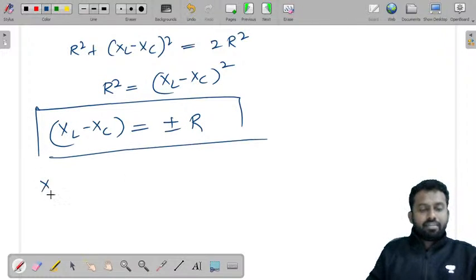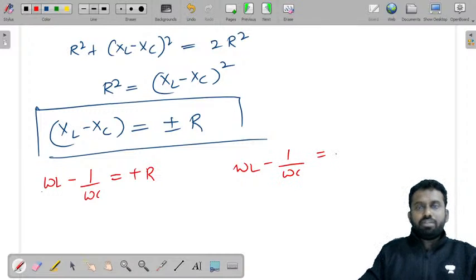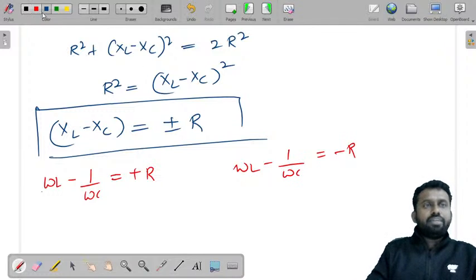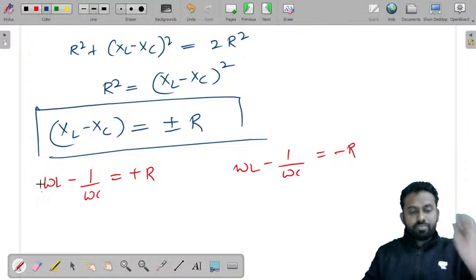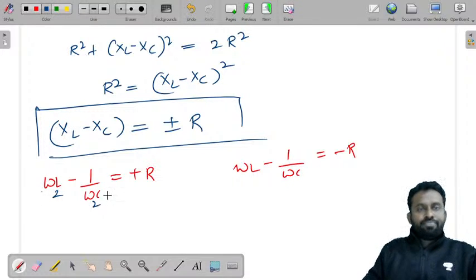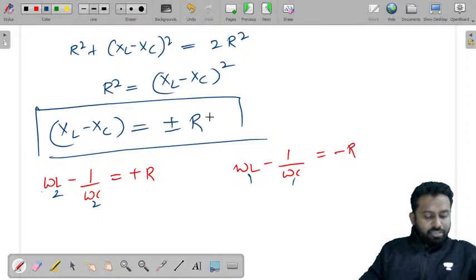So you can write, what is XL minus XC? Omega L minus 1 by omega C is equal to plus R. Omega L minus 1 by omega C is equal to minus R. So we need to write the frequencies. So we'll take omega L, because these are the values at two different frequencies.